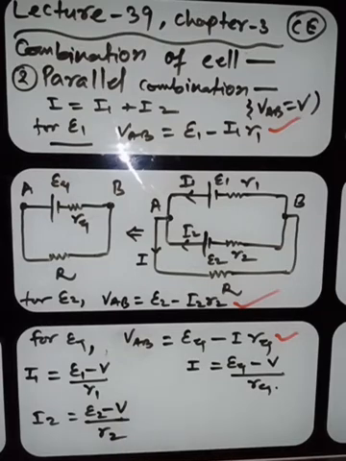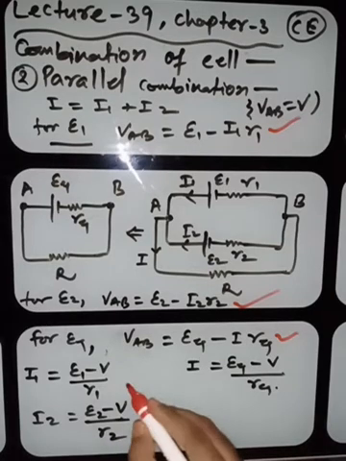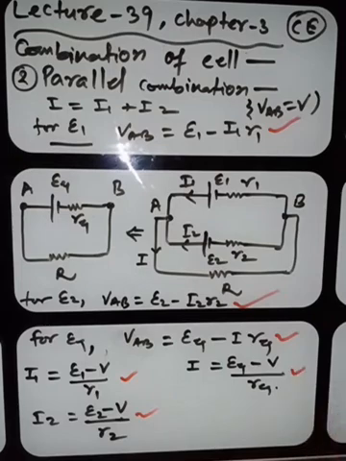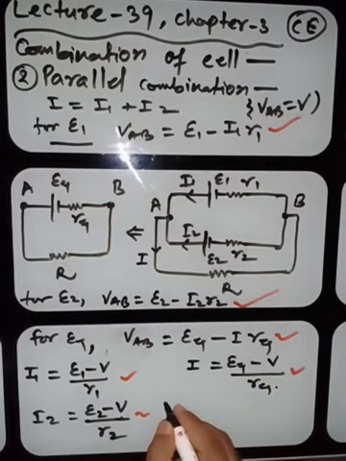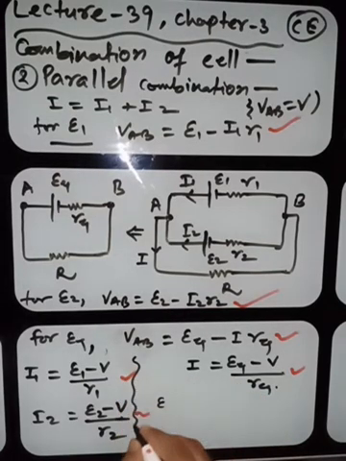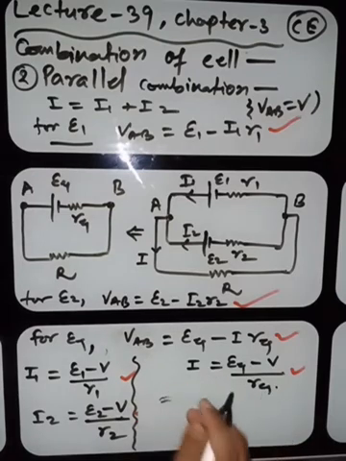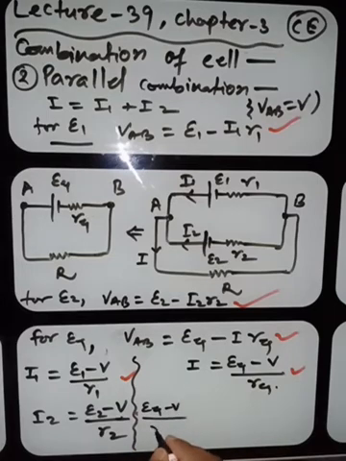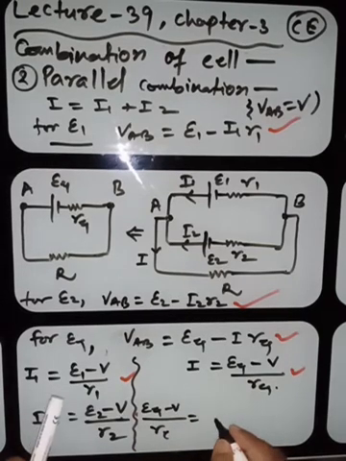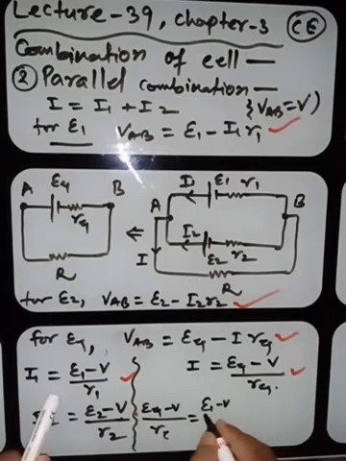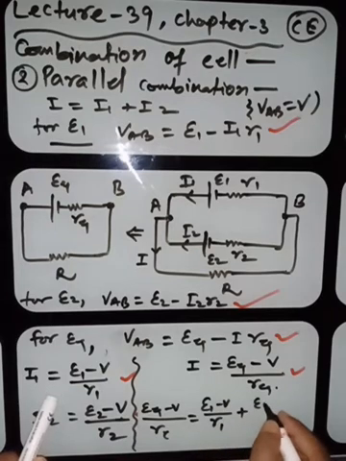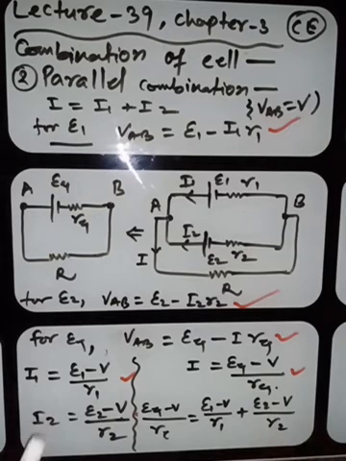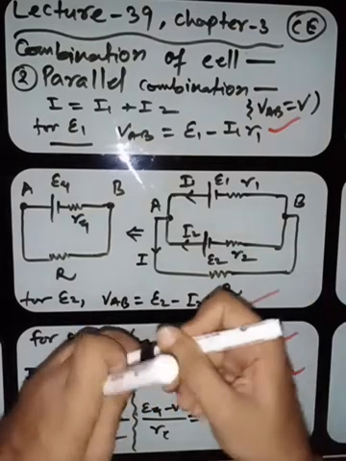Now we have another three equations and we will put these three equations in I equals I1 plus I2. So what will be the equation? The equation will be I, that is E equivalent minus V over R equivalent, equals I1 plus I2, that is E1 minus V by R1 plus E2 minus V by R2. Now we are going to simplify this one.